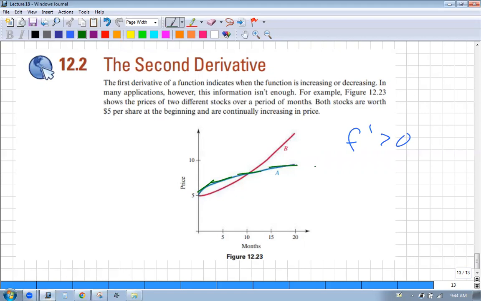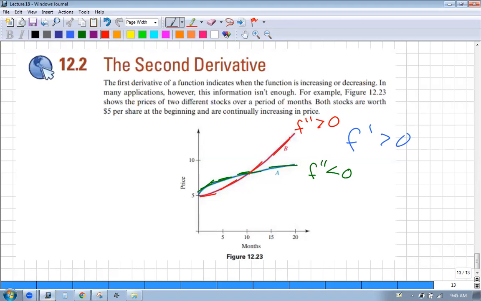So the slope is decreasing. So derivatives are about rate of change. The second derivative is talking about the rate of change of the first derivative. Well, the first derivative is decreasing. So for that one, the second derivative would be negative. Now for this guy, the slope is positive, it's even more positive, even more positive. So the rate of change of the first derivative is positive.